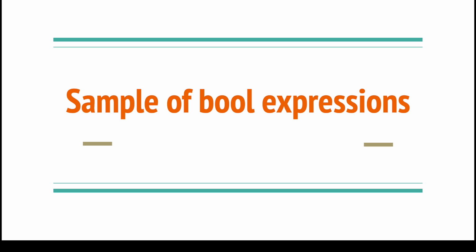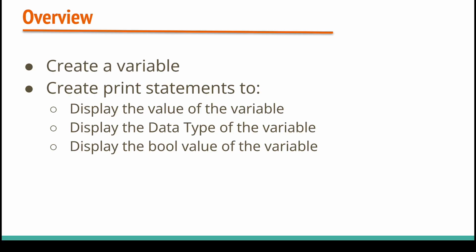So now we're going to look at some sample expressions for Boolean. In this example, I'm going to show you how a variable is created, and then we're going to create the print statements to display the value of the variable. We've done that before. Display the data type of the variable. We've done that. And something new here, we're going to display the Boolean value of the variable.